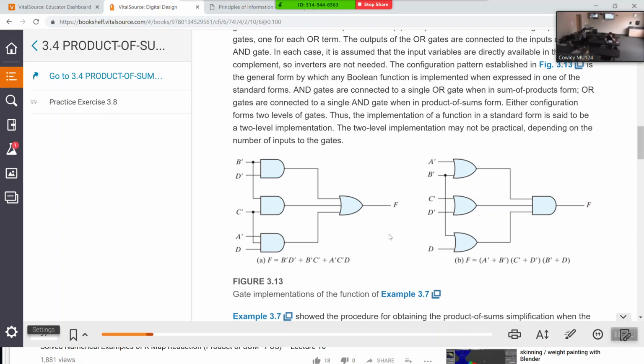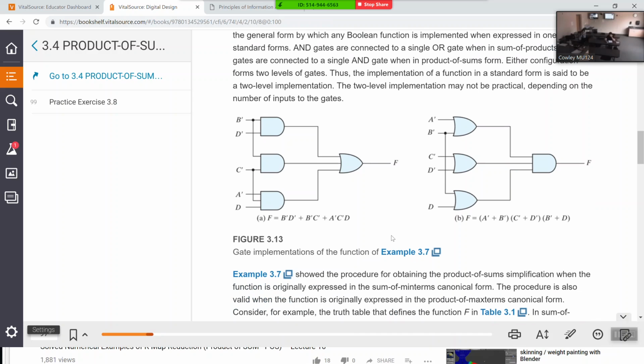Is there any questions on that diagram? Now, I haven't priced these or anything like that, so I don't know from a design standpoint if one's cheaper than the other, but that's how you can do it both ways.